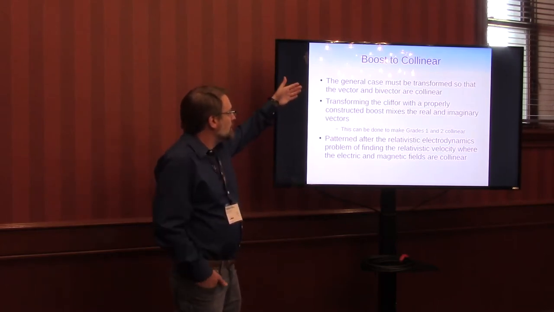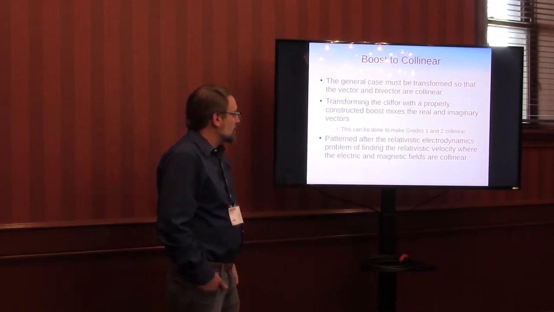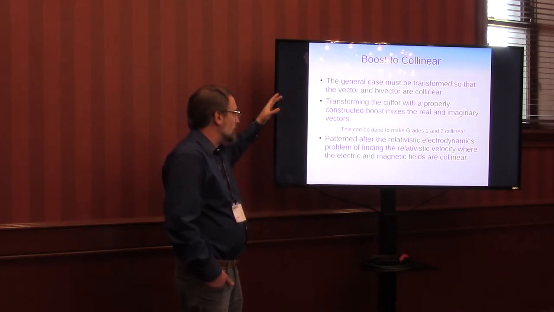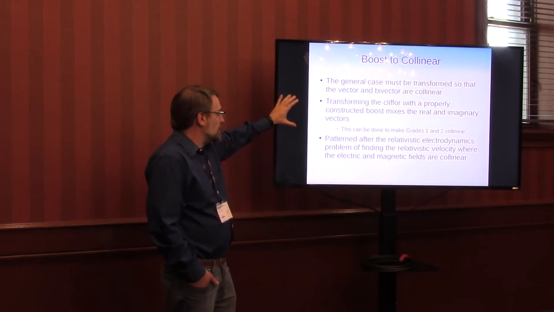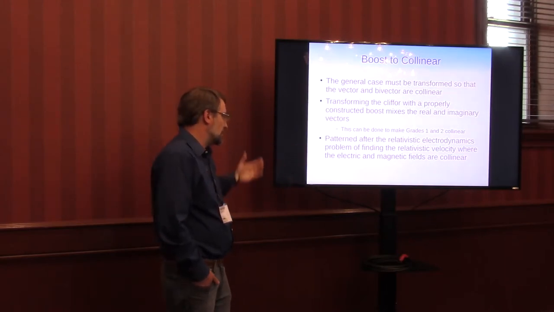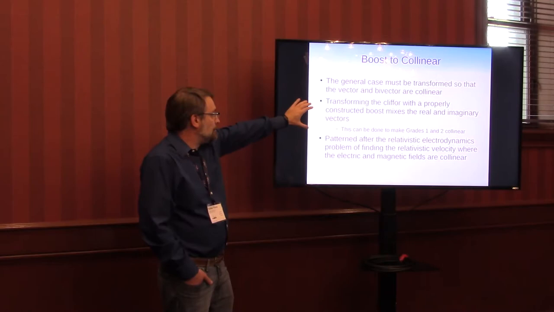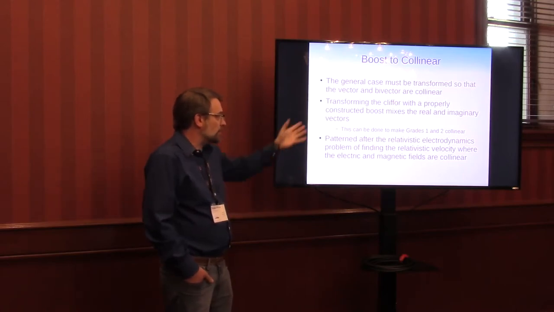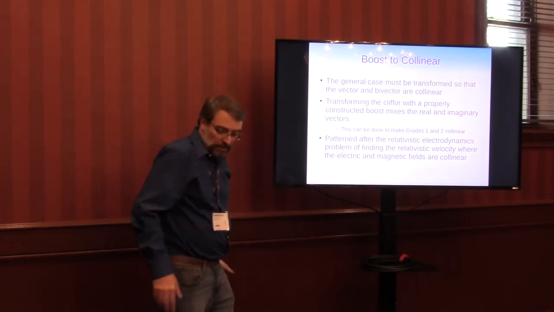We also have to, for this general case, be able to boost the biparavector to make the grade 1 and grade 2 elements collinear. So this is actually patterned after a relativistic electrodynamics problem of finding a relativistic velocity where the electric and magnetic fields are collinear. And so we are going to come up with a transform that, when properly constructed, mixes the real and imaginary vectors so that grade 1 and grade 2 will be collinear.